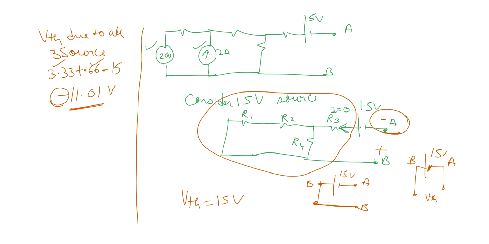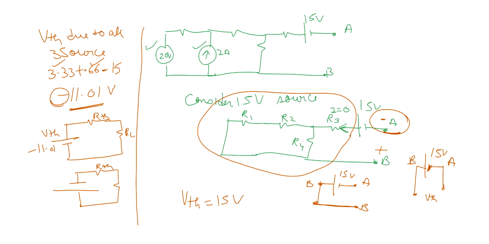So when you redraw this circuit for Thevenin, it will be V Thevenin, then R Thevenin, then R load. Where VThevenin represents minus 11, that means the polarity will be opposite. So if you want to, you can put here minus 11 or minus 11.01, or you redraw this with opposite polarity like this. So this represents R Thevenin, this represents RL, and this is your 11.01. So this is how you draw the equivalent circuit for Thevenin. Thank you.